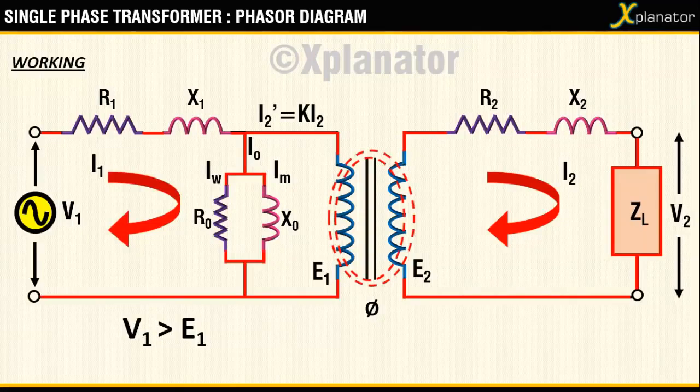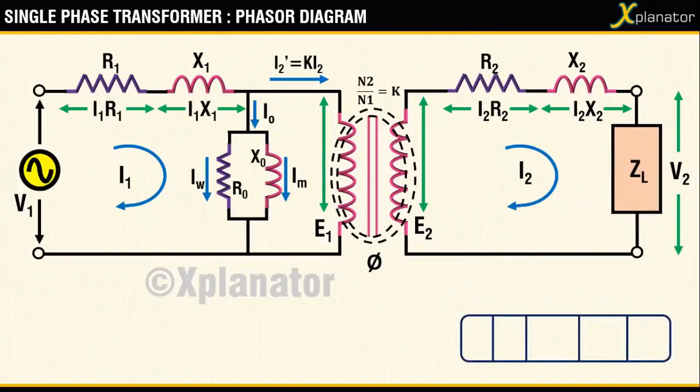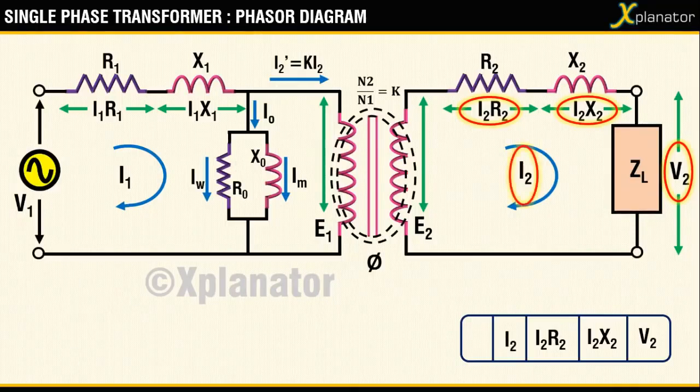Consider the circuit diagram for a single phase transformer connected on an inductive load. Let's quickly list down the parameters which are to be drawn on this phasor diagram. Starting from the secondary side, you have a total of 5 terms. The first one is V2, which is the output voltage. Next is I2X2, the drop due to magnetic leakage flux in the secondary circuit. I2R2, drop due to winding resistance in the secondary circuit. I2, the secondary current, and E2, the induced EMF in the secondary winding.